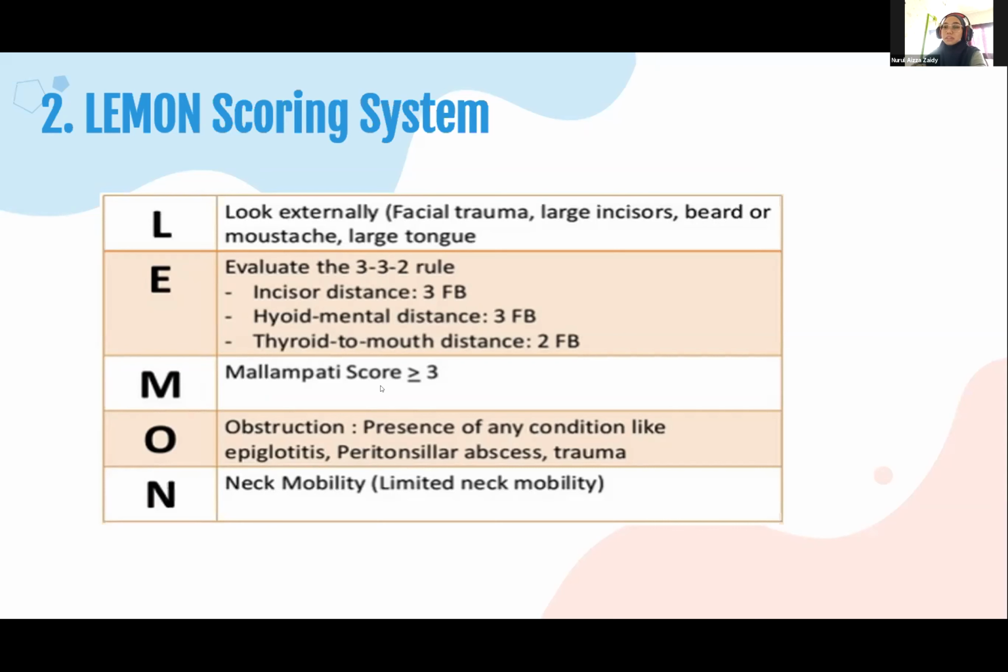And then the Mallampati score. Mallampati score is a grading system from grade 1 to grade 4. It grades the visualization of the anatomical structures inside the mouth. Grade 1 is good visualization, and grade 4 is extremely difficult to visualize. And then O, obstruction, and N is neck mobility, because in order for us to do intubation, we need to extend the neck. So if the patient's neck is immobile, it will be difficult for us to intubate the patient.